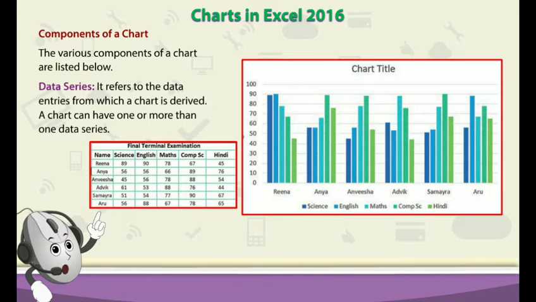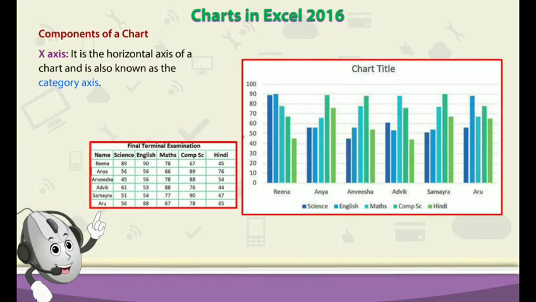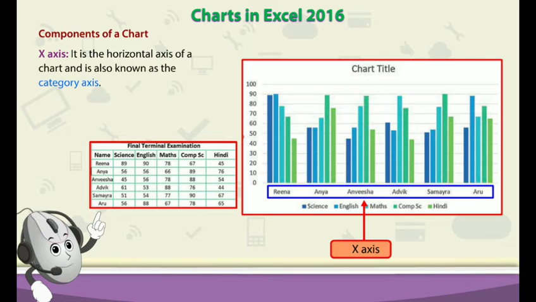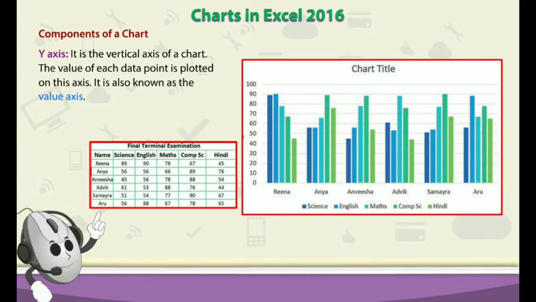Data series. It refers to the entries from which the chart is derived. The chart can have one or more than one data series, meaning a table. Here a table of data is called the data series, the table where the data is derived. X-axis. It is the horizontal axis of a chart and it is also known as the category axis. At the bottom side is the x axis, like names of the students.